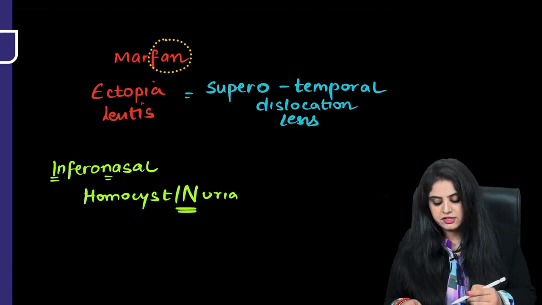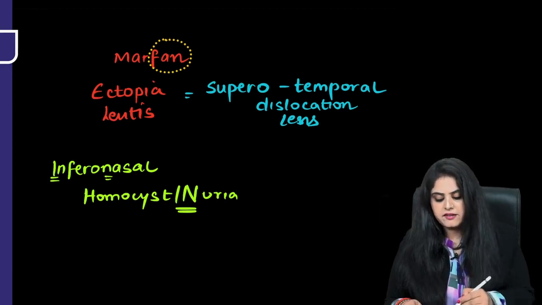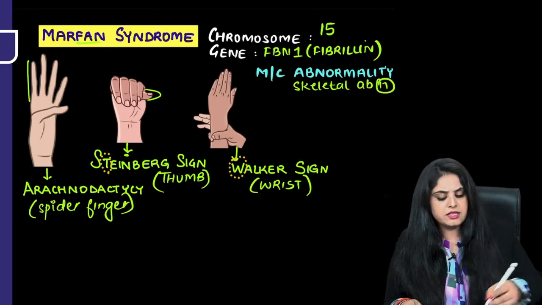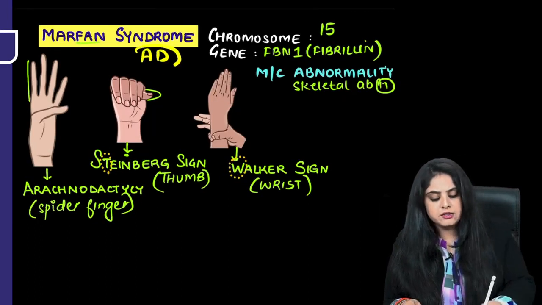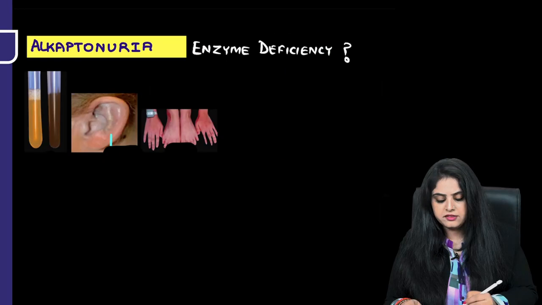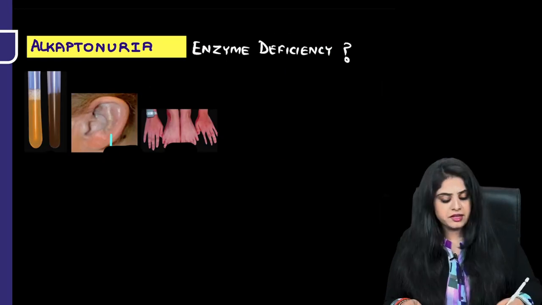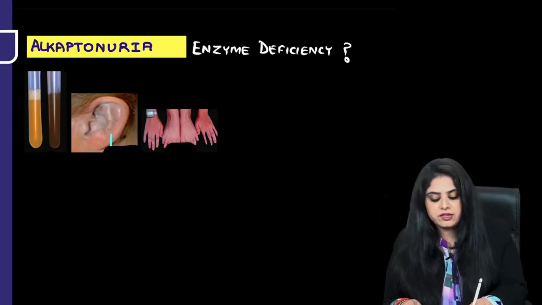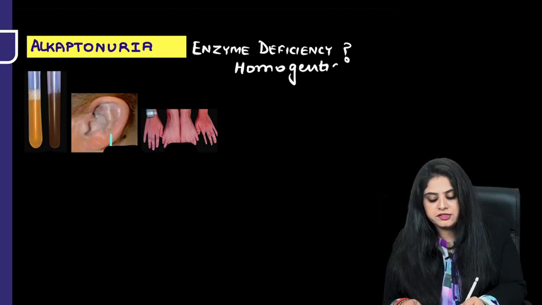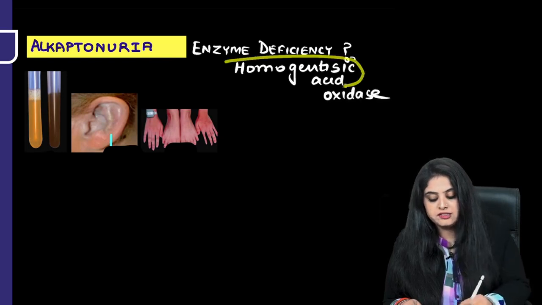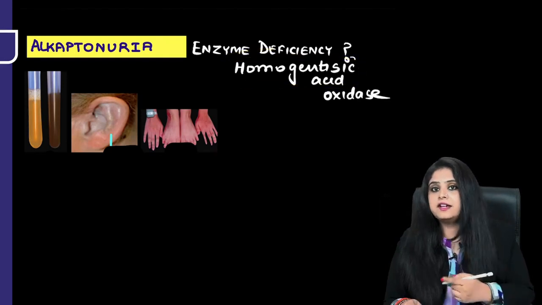Let's go on to the next condition. If I ask you in Marfan, what is the inheritance? The inheritance is autosomal dominant. So let me take you towards some autosomal recessive disorders. The autosomal recessive is enzyme deficiency, alkaptonuria. Which enzyme deficiency do you have over here? We have homogentisic acid oxidase. Homogentisic acid oxidase, HAO, is the enzyme deficient. As a result, homogentisic acid, black color, starts getting accumulated.